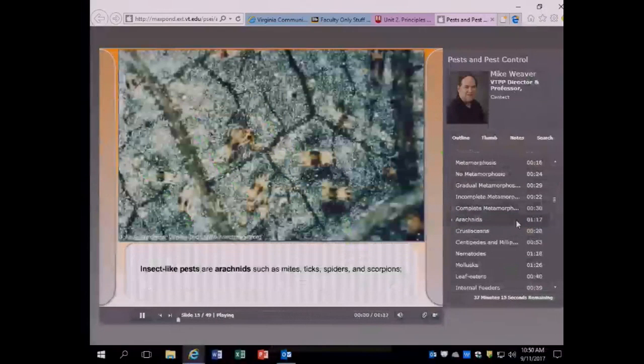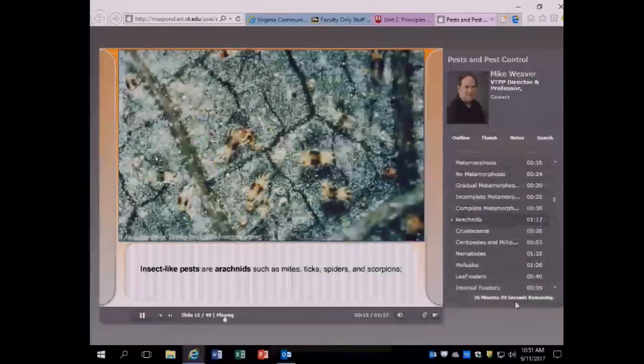Other kinds of pest organisms are similar to insects in many ways, but they're not classified as insects. Most of these pests resemble insects and have similar life cycles. All of them cause similar damage, and usually can be managed with the same techniques and materials used to manage insects.